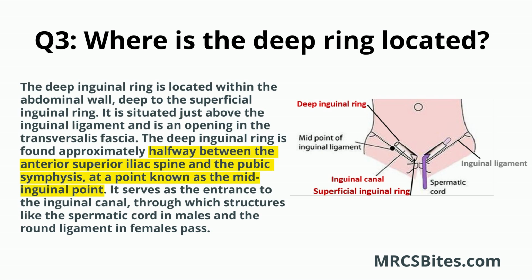Question 3. Where is the deep ring located? The deep inguinal ring is located within the abdominal wall, deep to the superficial inguinal ring. It is situated just above the inguinal ligament and is an opening in the transversalis fascia.